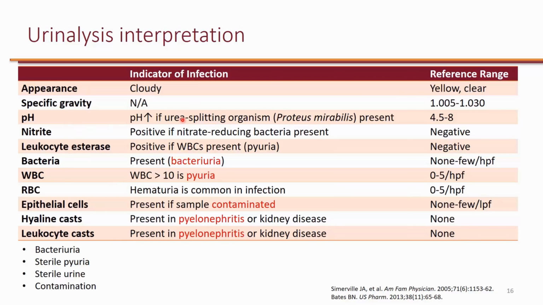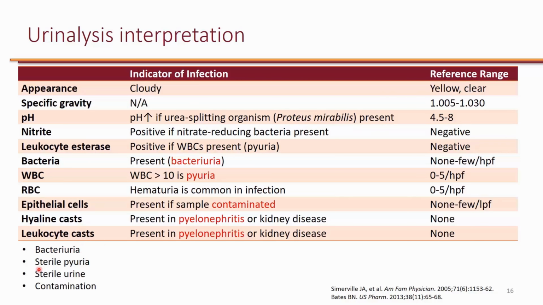Oh, the pH. Some organisms such as Proteus mirabilis are capable of splitting urea, which will increase pH. So occasionally you will see that the pH will be higher than the normal range, and that helps you suspect Proteus mirabilis when you choose antimicrobial agents.